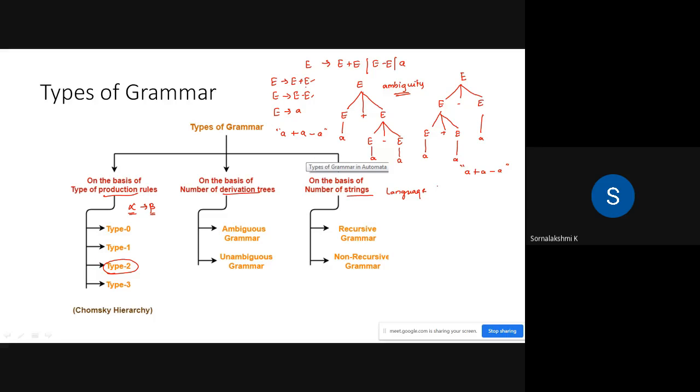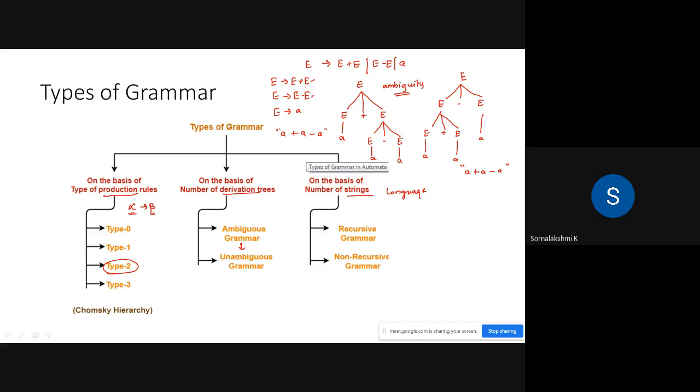This ambiguous grammar cannot be used directly for practical application. It has to be reduced to unambiguous grammar, so that for one string only one parse tree is possible. You cannot build a compiler with ambiguous grammar. For the same expression that you give, the compiler cannot generate multiple parse trees. That's not possible in practical applications. So we try to convert ambiguous grammar into unambiguous grammar, and that is what we'll see in the next session.